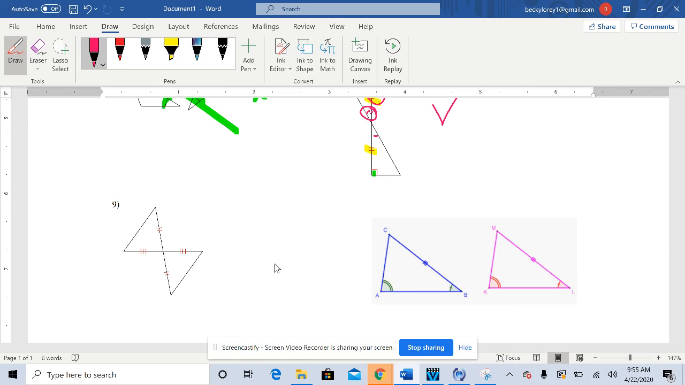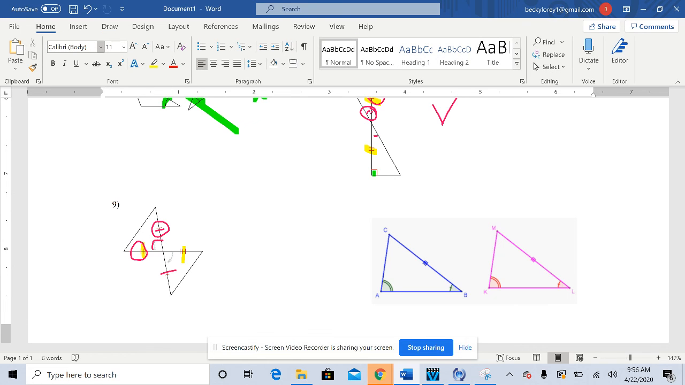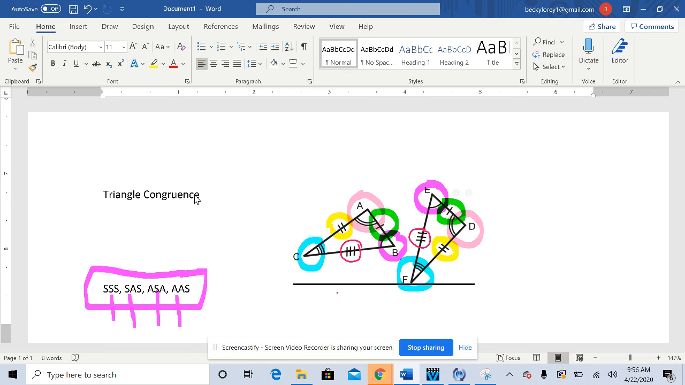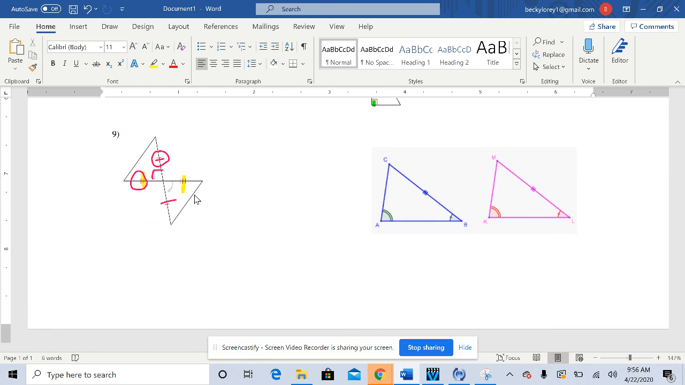All right. If we go down to number 9, we see that two sides are congruent, and two angles are congruent. If we read them, we would start maybe with, over here, side, angle, side. So side, angle, side. Look up at your list. That is on your list. So we can say, yes, these two triangles are congruent.